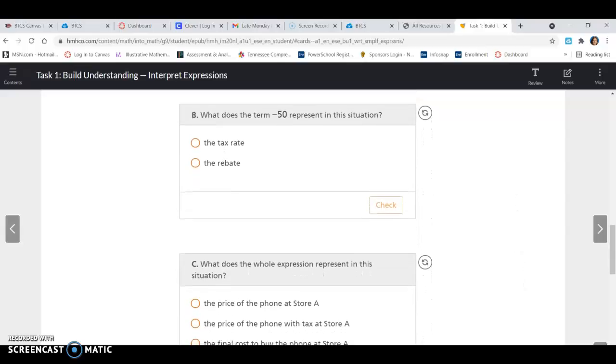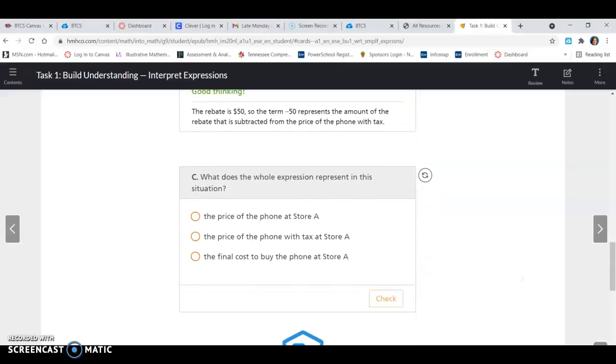All right, it says, what does the term negative 50 represent? Okay, we've already said that. The minus 50 means whatever the price of the phone is, you're going to get that $50 back. So that's why it's minus 50. It'll be minus 50 from the total cost of the phone. Although you usually get the rebate back 4 to 6 weeks later, you're still going to have that price come off the phone.